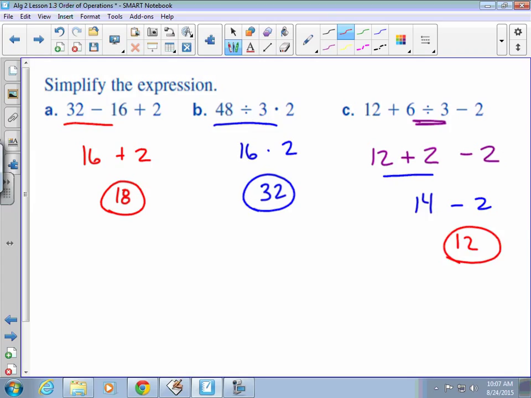Okay. Going back to B though, 48 divided by 3 times 2. Remember, multiplication and division go together. You do not skip over division to do multiplication. Same thing with addition and subtraction. They go together as well. You don't skip over addition, subtraction to do addition. You do them from left to right.